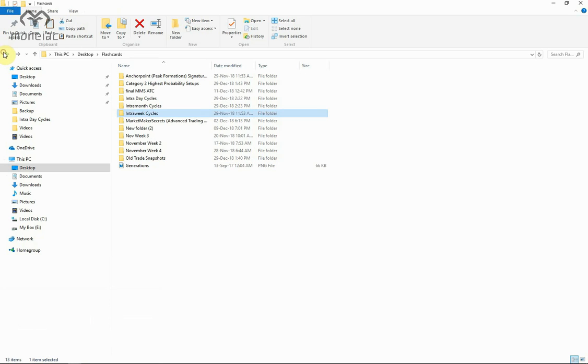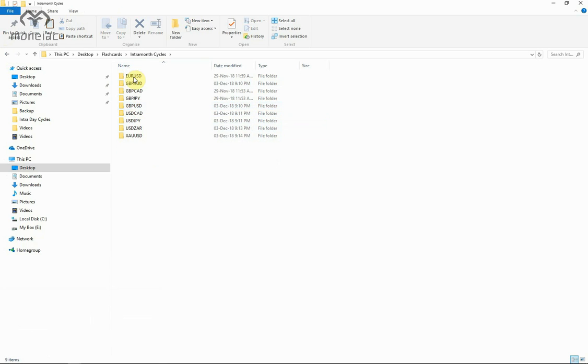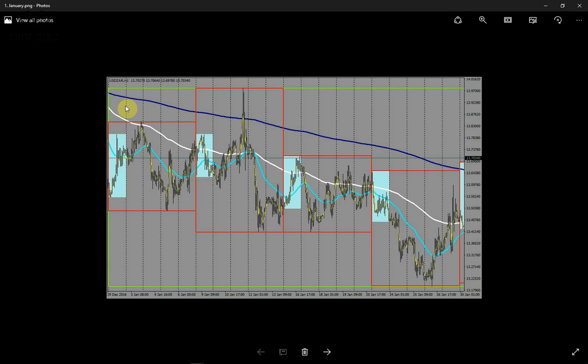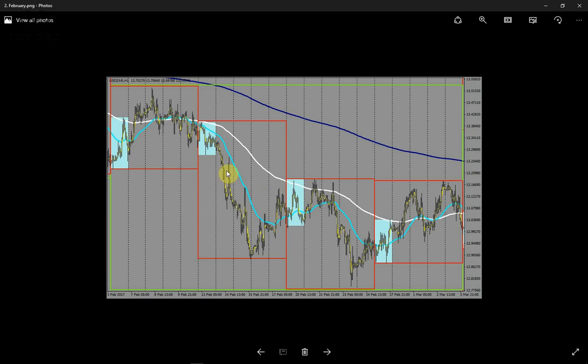Okay, intra-month cycles. There you go. So let's start with the South African rand because we're in Africa. So accumulation week one, week two, Tuesday, Wednesday, top band, long sustained run. Week four, week five, reversal.